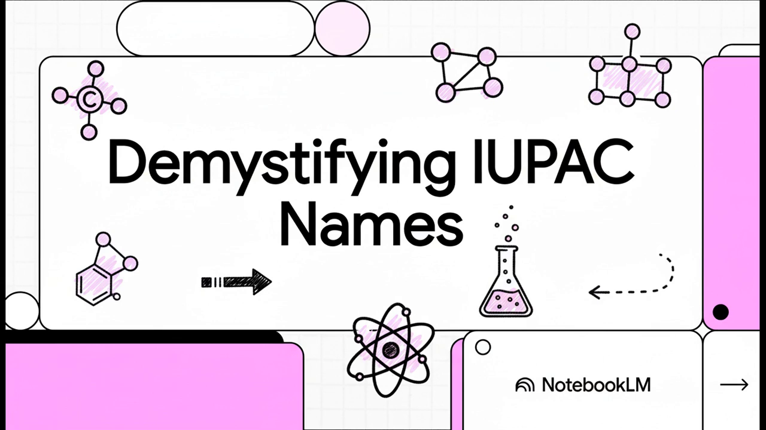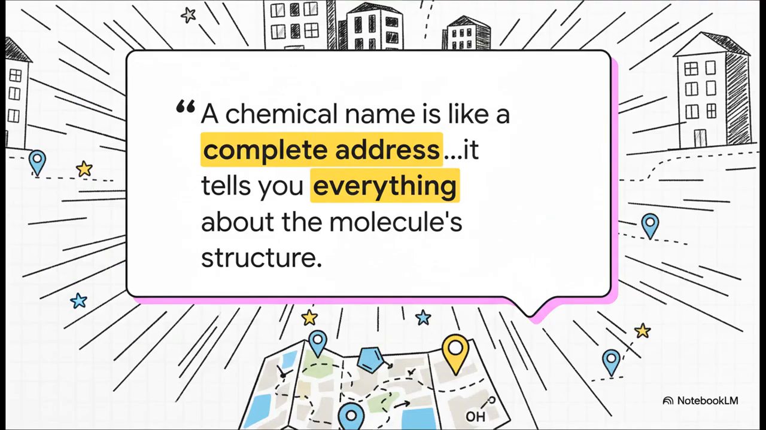Let's jump in. So, here's the key. The secret to understanding all this is to stop thinking of a chemical name as a random word and start seeing it for what it really is, a complete address. Yep, every single part of the name tells you exactly where an atom is and what the whole molecule looks like. All we have to do is learn how to read the map.